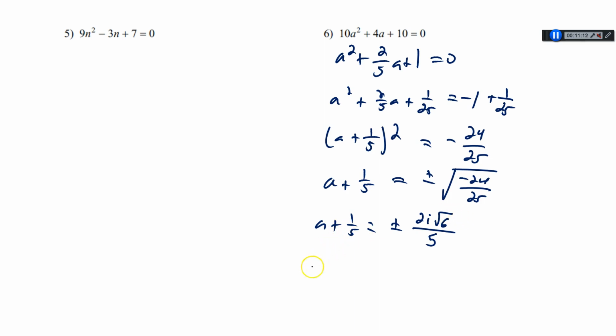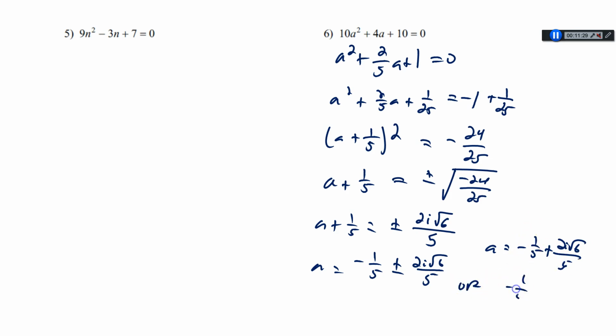All right, subtract 1/5 from both sides. So we have a equals -1/5 plus or minus 2i root 6 over 5. Break it up. a is -1/5 plus 2i root 6 over 5, or -1/5 minus 2i root 6 over 5. There we go. Whew, a little completing the square.